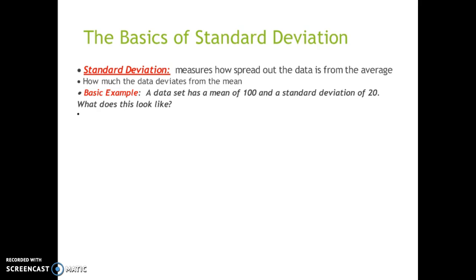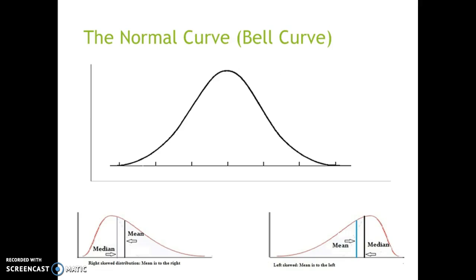The basic example is if we know the data has a mean of 100 and a standard deviation of 20, we can figure out what that data set is going to look like, all right? See how spread out the data is. A couple things to talk about first before we get into standard deviation is we have the normal curve, which is our bell curve, right? And it's symmetrical.